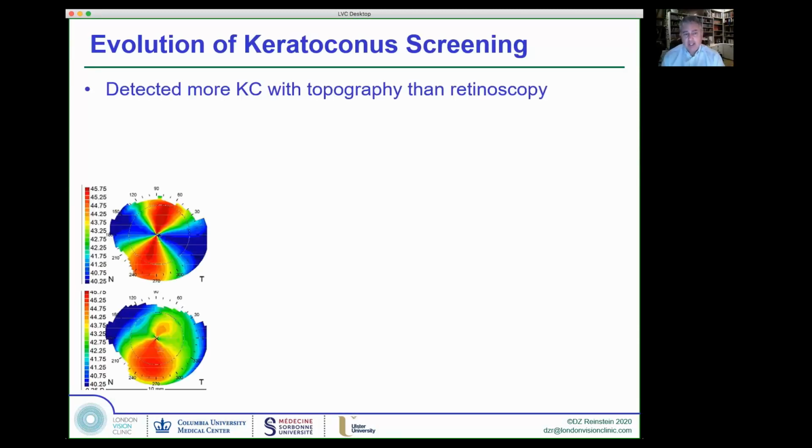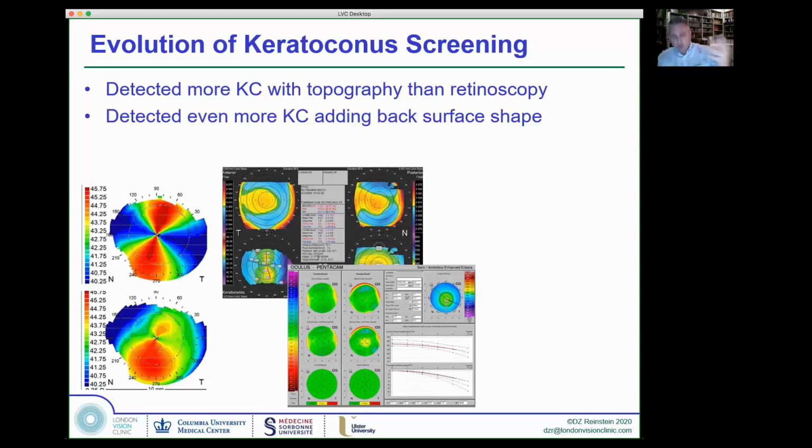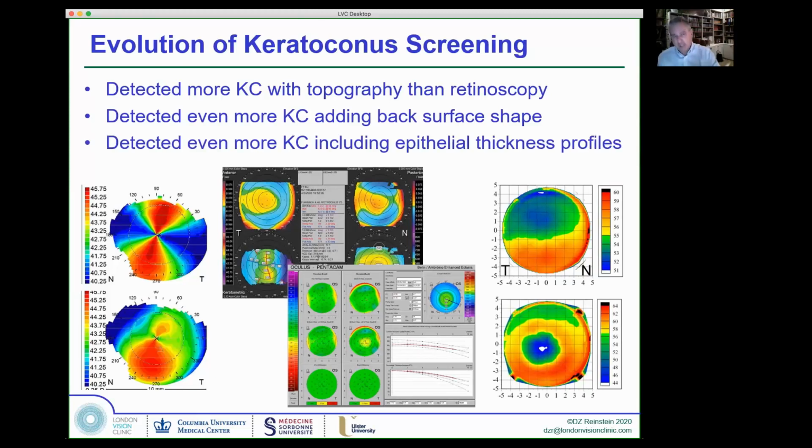So as you can see, the evolution of keratoconus screening has gone from just looking at the front surface to incorporating the back surface to then actually really correlating all of this to the epithelial thickness profile. And that is the state of the art in terms of detecting keratoconus, is having an epithelial map.